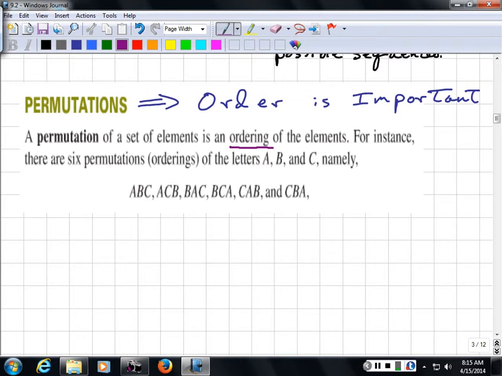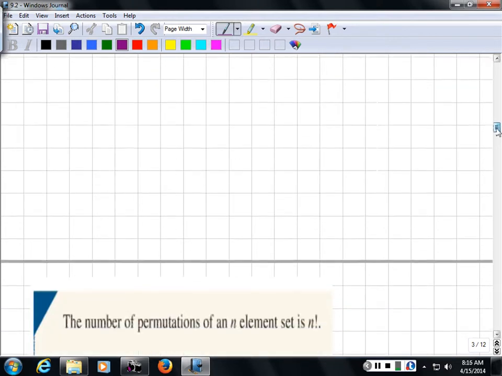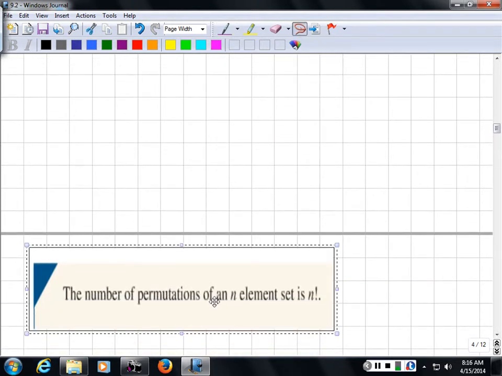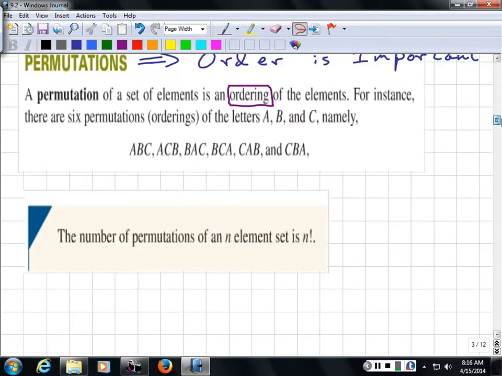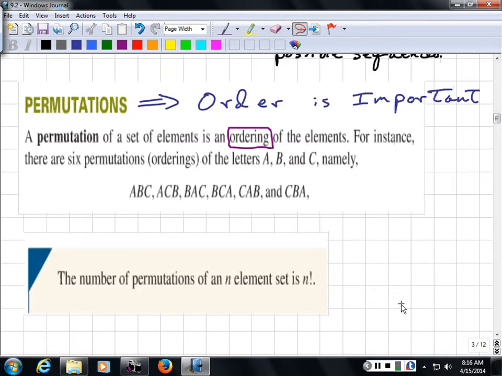And this right here is the key word, ordering. Okay? That is the key word. Anytime you have a set, and you want to take everything in the set and arrange it in unique orders, we're going to use n factorial. So there are 3 elements in that first set, 3 factorial, 6. Okay?